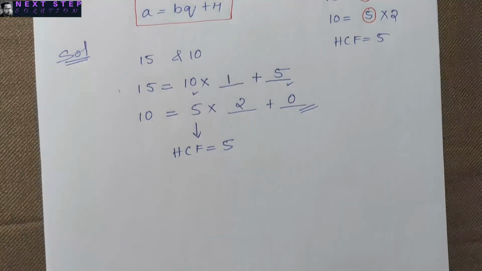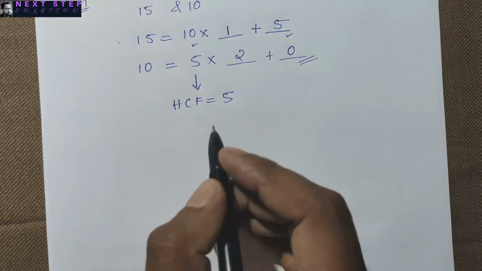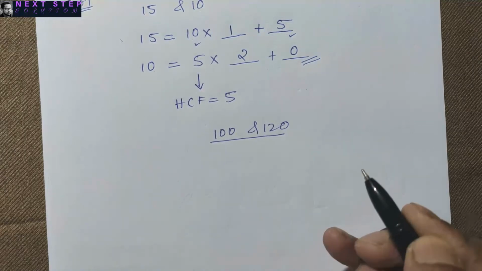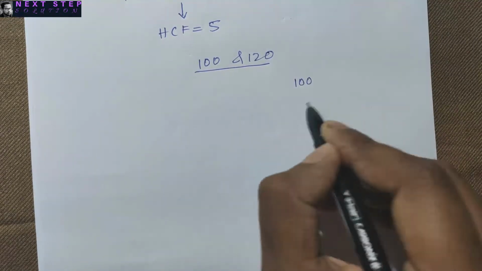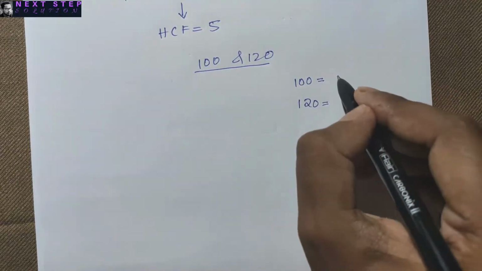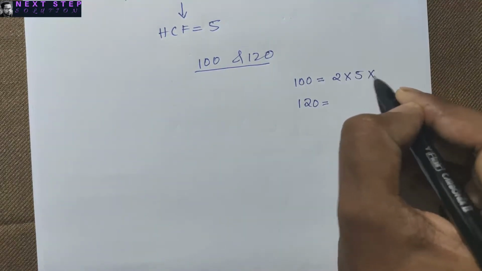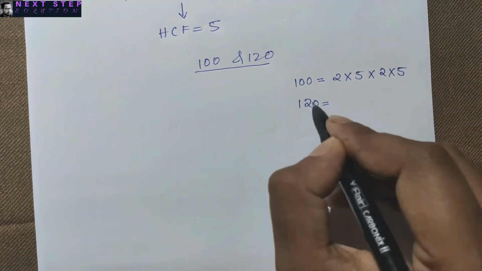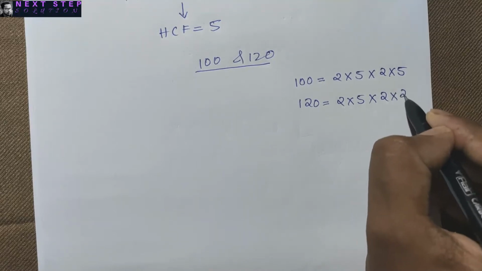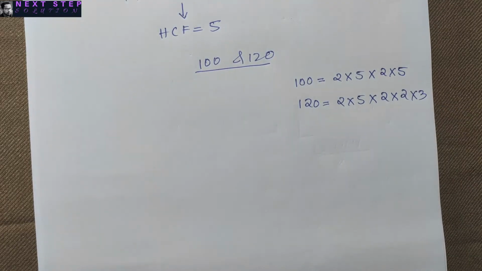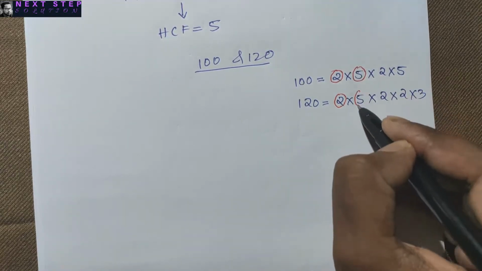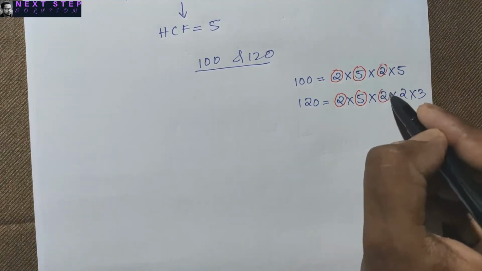Now slowly let us see for bigger numbers. Suppose we have bigger numbers like 100 and 120. Following the old method, how would we have calculated the HCF? We would have factorized. 100 can be written as 2 into 2 into 5 into 5, and 120 can be written as 2 into 5 into 2 into 2 into 3. Now you see the common factors here. We have 2 common, we also have 5 common, we have another 2 common and nothing else.